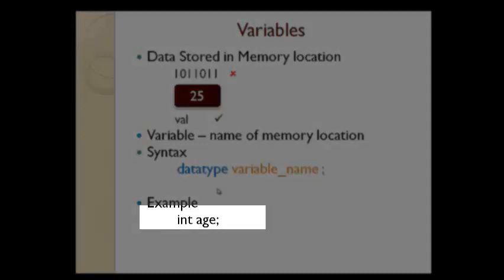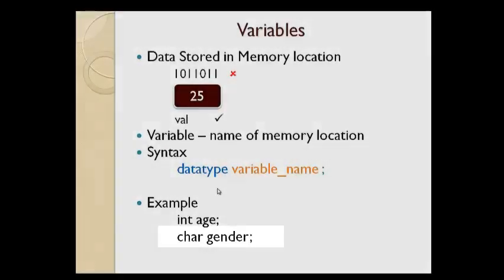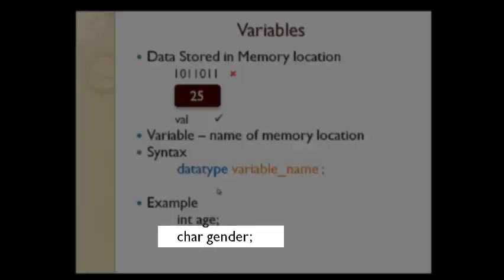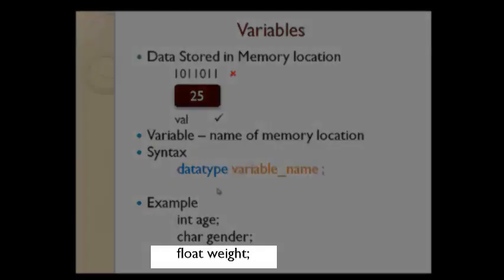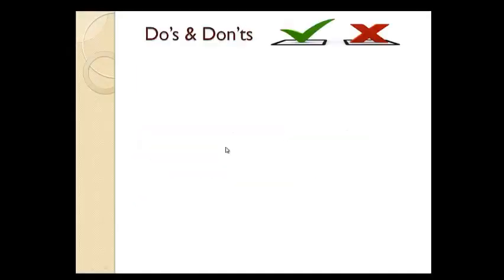So here you can store integer values, and the size allotted will be 2, 4 or 8 bytes depending on the processor we use. And char is the data type which holds a single character, size is 1 byte, and gender is the variable name. And one more example, float is the data type and weight is the variable name.